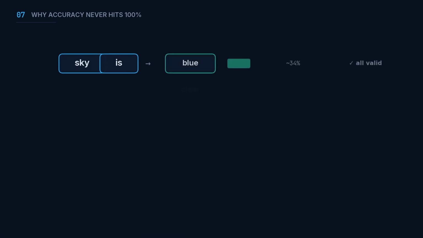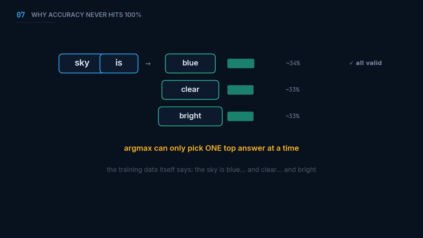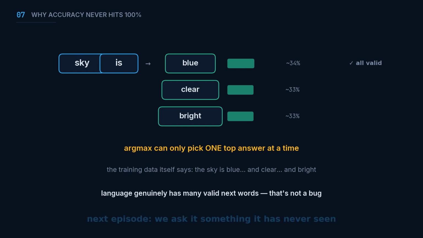But notice, accuracy never reaches 100%, and the reason is honest. The training data says the sky is blue, the sky is clear, and the sky is bright. So for the input, sky is, there are 3 correct answers, and the network's single top pick can only match one of them at a time. That's not a bug. Language genuinely has many valid next words. Keep that thought, because next episode, this ambiguity is exactly what makes the trained network interesting. We'll ask it something it has never seen.